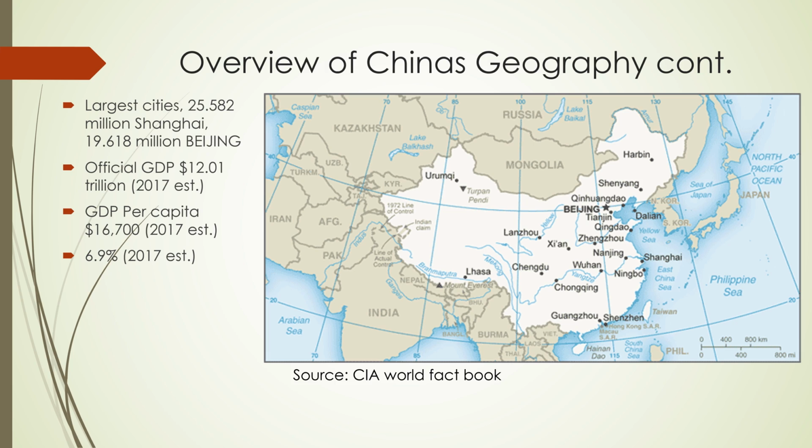The GDP of China is $12.1 trillion as of 2017, which means that GDP per capita is around $16,700. This shows a 6.9% increase in overall GDP, which is much larger than most countries, especially countries that are already developed, which only have about a 2% increase in GDP per year.